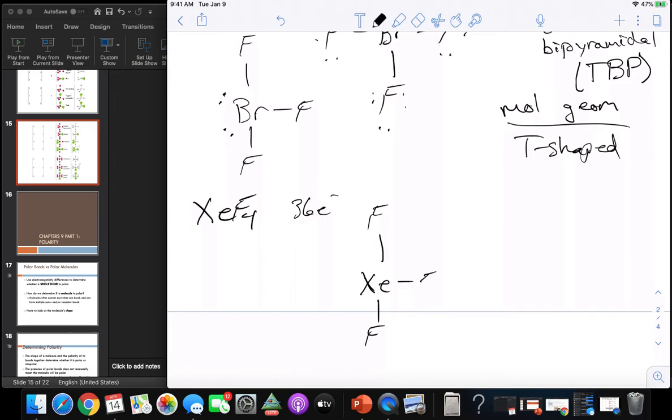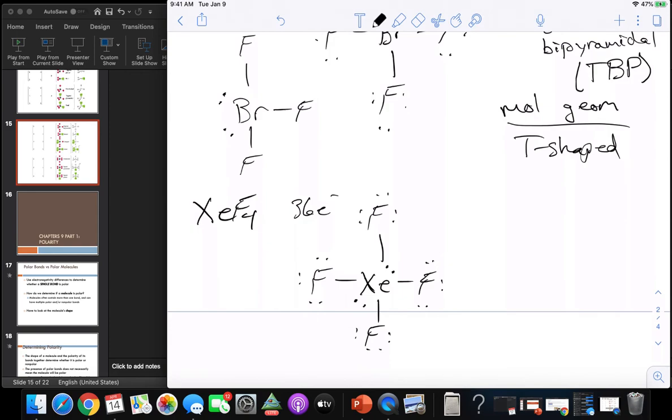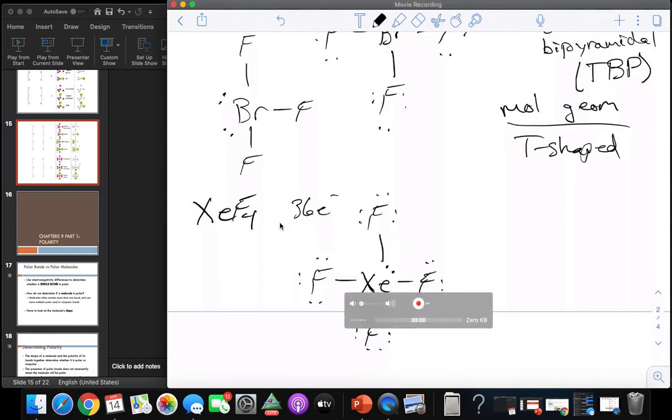4 fluorines around it. Fill all the outer octets. If I have 4 octets, so 4 times 8 is 32 electrons to fill all these octets. And then now I'm going to go ahead and add the last 4 electrons I have left, because I started with 36. I get 2 sets of lone pairs on the xenon. And this would be my Lewis structure then for XeF4.